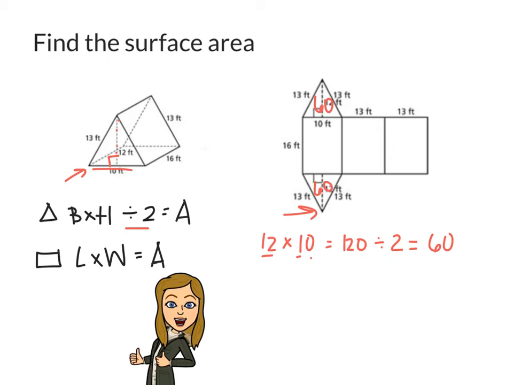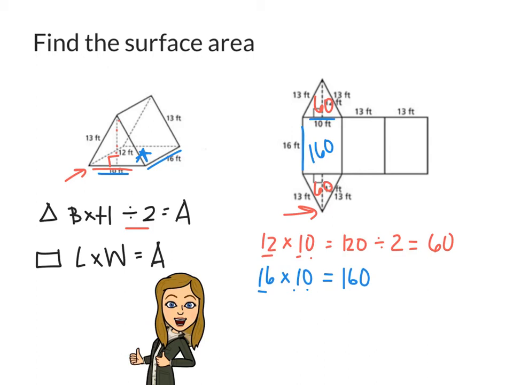Now let's go on to the rectangles. I'll use blue for these. So I'm looking at this bottom rectangle first, which is 10 feet by 16 feet, which you can see here on the net as well. So to find the area, I'll do 16 times 10, which I can use my handy dandy trick. 16 times 1 is 16, add the 0, 160. So that rectangle is 160 feet squared.